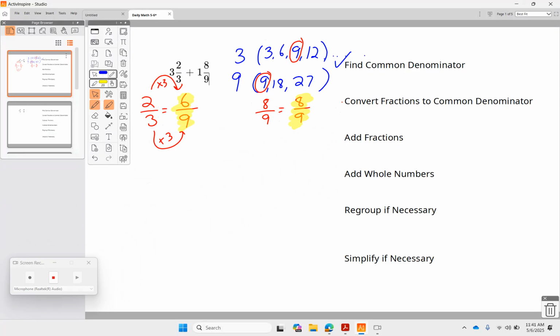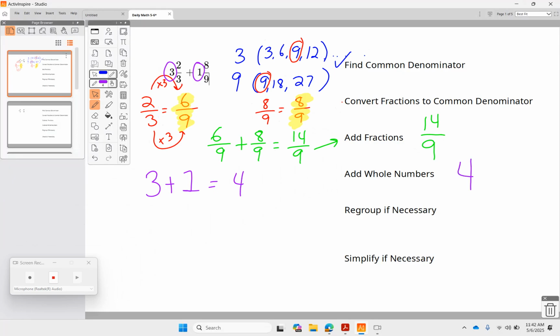Okay. So we're actually adding the fractions 6/9 plus 8/9. 6 plus 8 is 14. So there I've added the fractions. Okay, so when I add the fraction part, I get 14/9. For my next part, I'm going to add the whole number. That's what we mean by adding the whole number. We're going to take the 3 and the 1, and we're going to add them, and we're going to get 4.